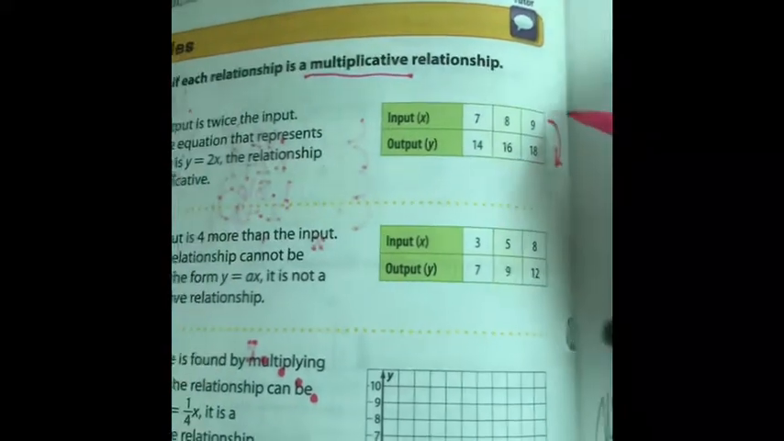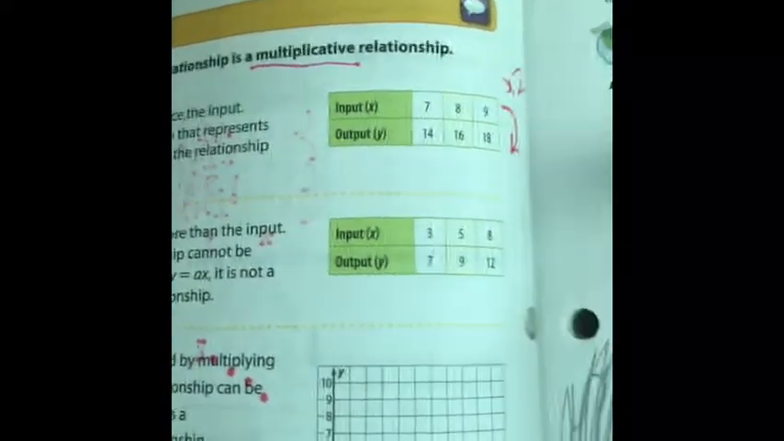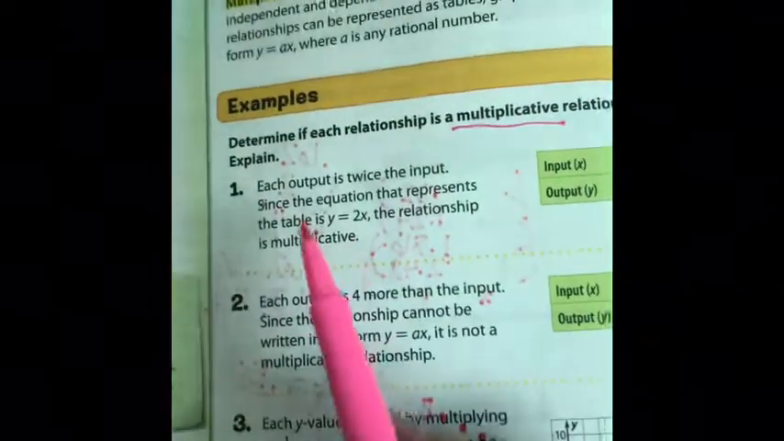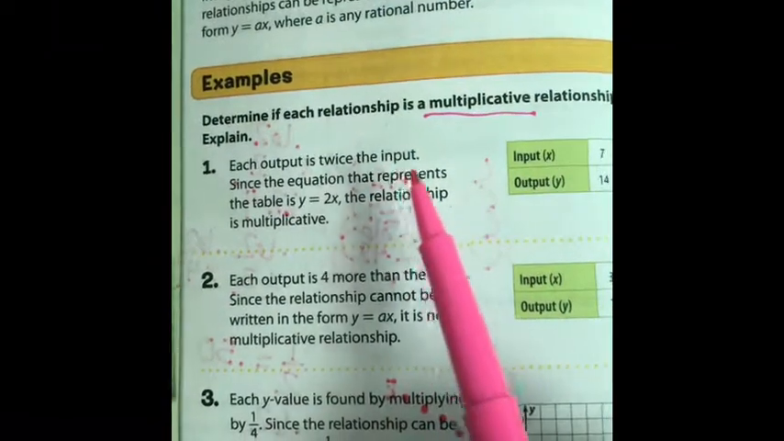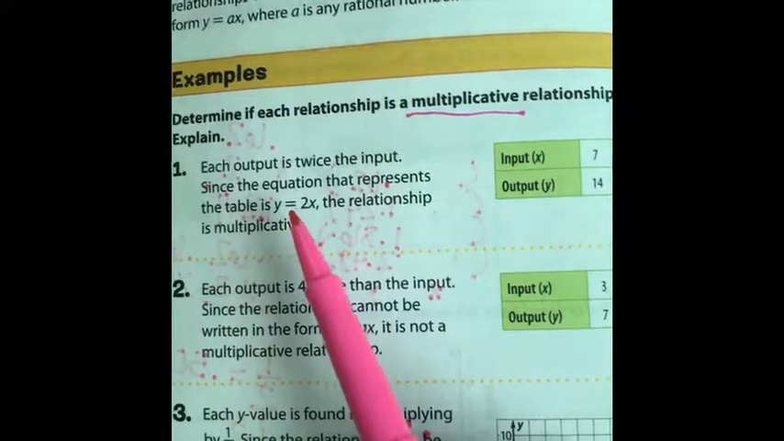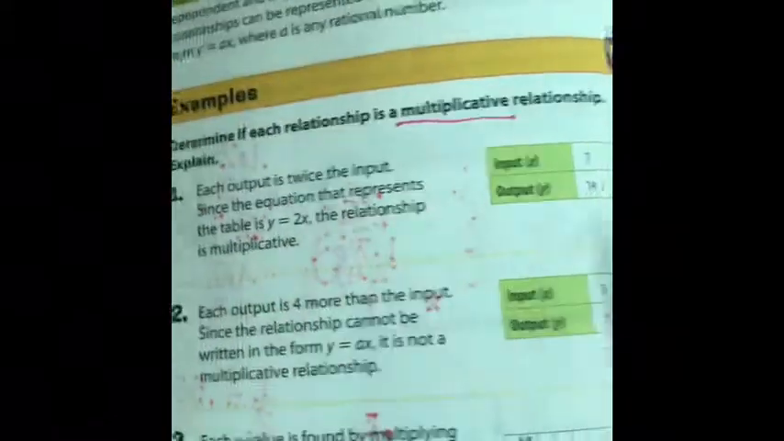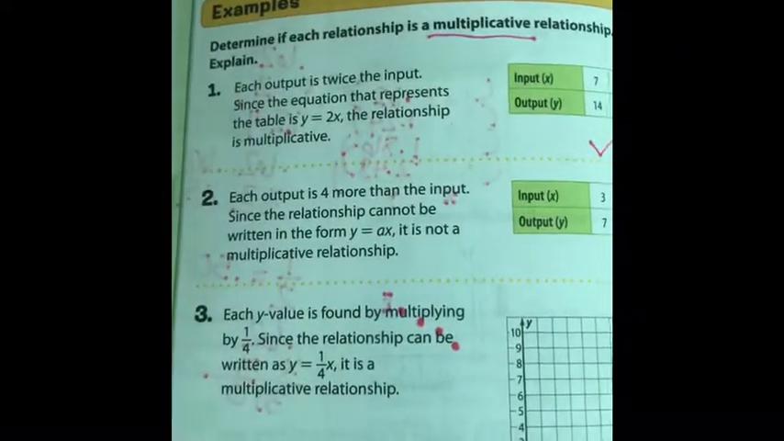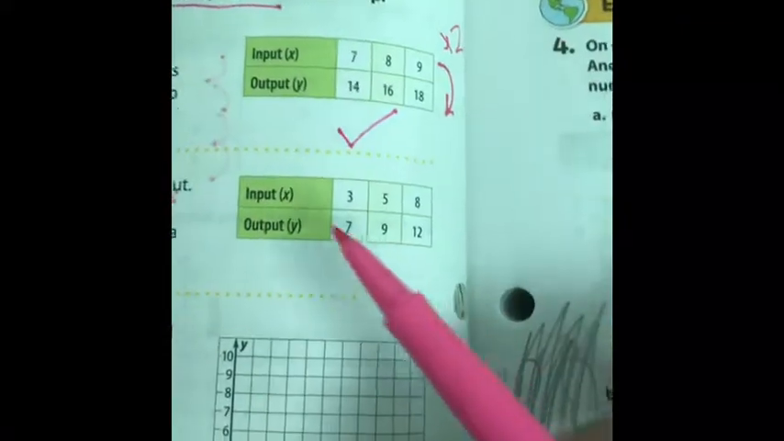Okay, so you guys should have said that we were multiplying by 2. And multiplying by 2 tells me that this is actually a multiplicative equation. And it says each output is twice the input. Since the equation that represents this table is Y equals 2X, the relationship is multiplicative. So this one is true. It is a true multiplicative relationship. Let's take a look at the next one.